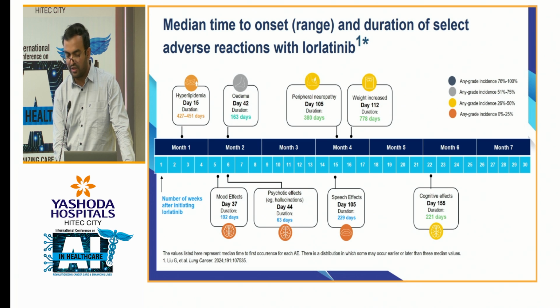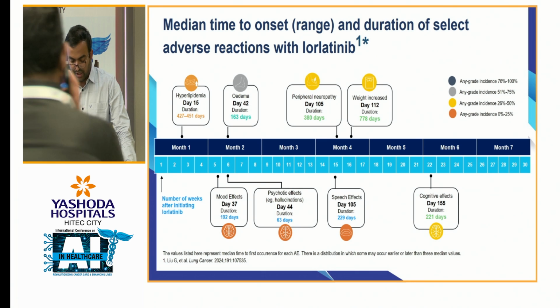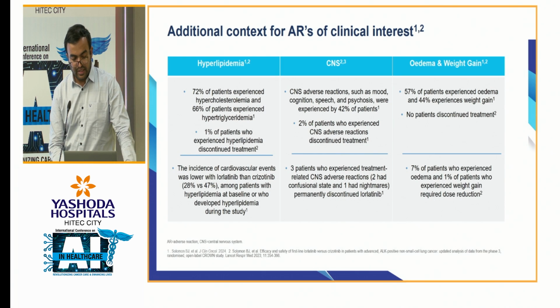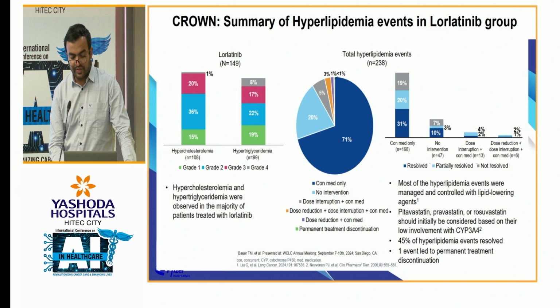The earliest complication that you might see is hyperlipidemia. Most of the time it can be managed with the help of some lipid lowering agents. The other ones which are clinically important for us are psychotic effects and cognitive dysfunction. So this is a brief summary.